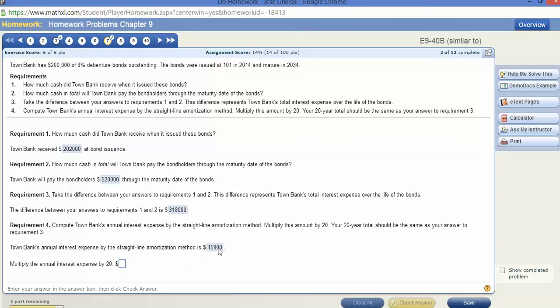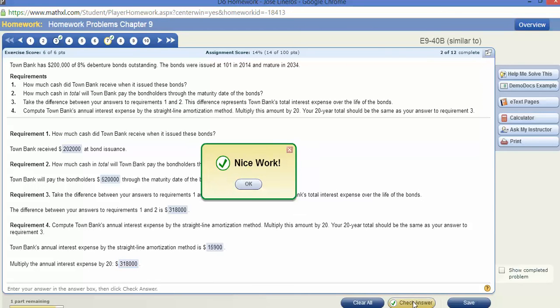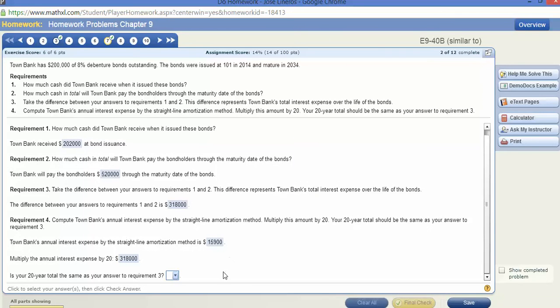Okay, multiply the annual interest expense by 20. So we're taking 15,900 times 20, and we get our magical answer, 318,000, which just happens to match the difference between the 202,000 bond issuance. So this is how much money you got when you gave them the piece of paper, and this is how much you're going to pay over the life of the bond. Yes, I guess it is, because we're wonderful.